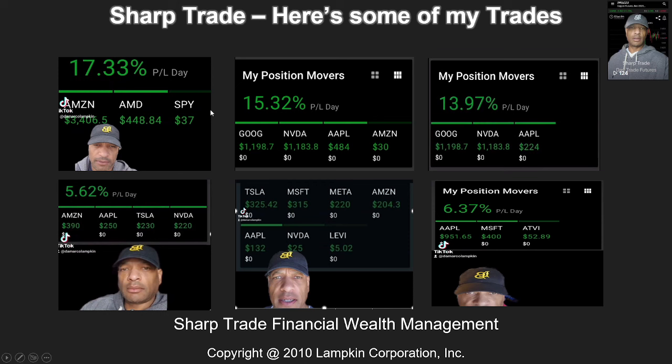If we look at this, remember I told you I only need about 3% sometimes to win. This is about a 4K day right here at 17%. This is real nice. Amazon, AMD, and SPY. That's a 4K day. This is about 28. This is almost a 3K day right here. That was real nice. These happen from time to time.